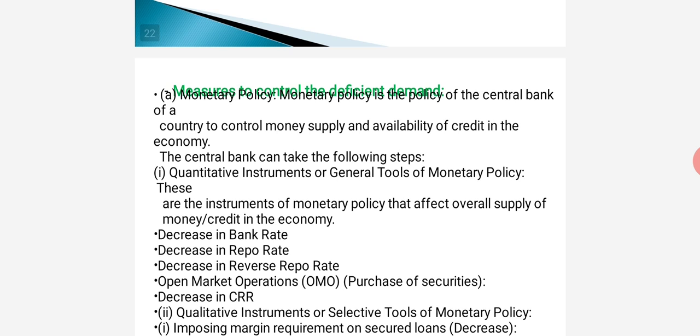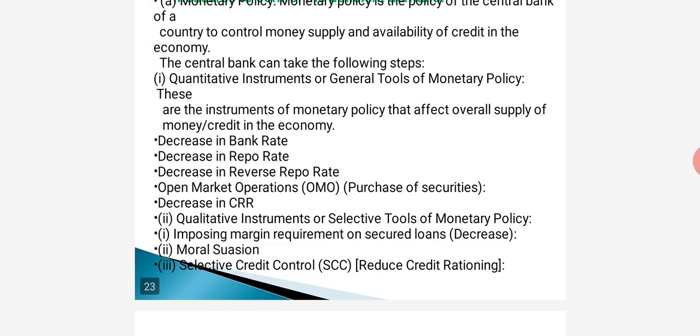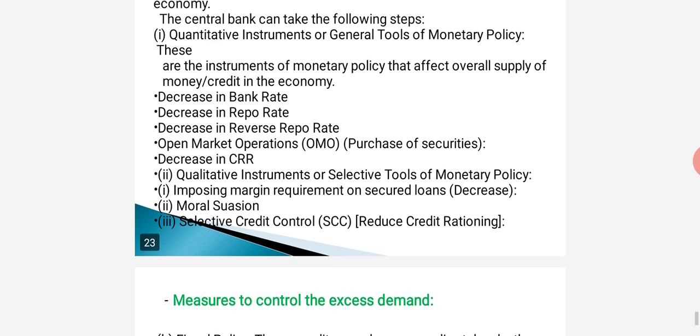Now again, measures to control deficient demand. Again, the two policies are there: fiscal policy and monetary policy. Monetary policy is taken care of by the central bank, and it has two tools: quantitative tools and qualitative tools. In case of deficient demand, bank rate will be decreased, repo rate decrease, reverse repo rate decrease, purchase of securities in open market operations, decrease in CRR. When we talk about qualitative instruments, RBI will decrease margin requirement, moral suasion will be there, and reduce credit rationing.